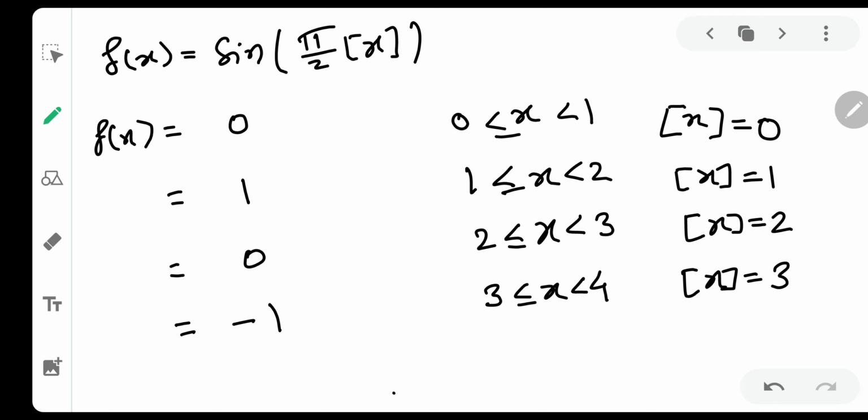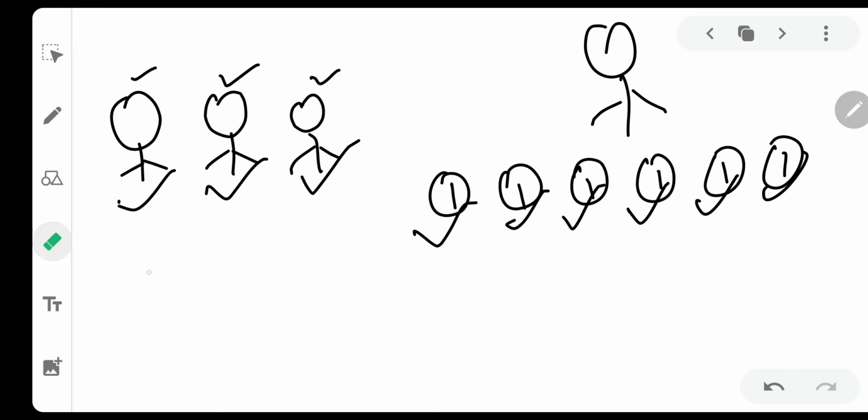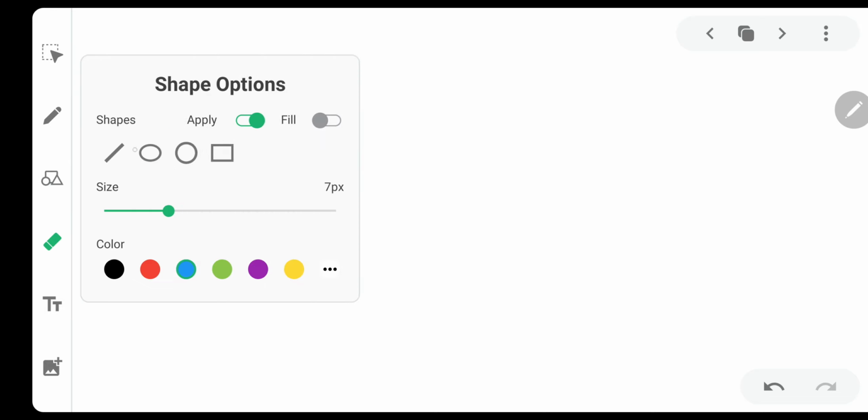Okay, so what will happen from 4 to 5? From 4 to 5 also I will show you. The GIF of x would be equal to 4. So sine of pi by 2 into 4 will be sine of 2 pi, and that is 0. So basically this cycle is going to repeat: 0, 1, 0, minus 1. This particular cycle is going to repeat. Now let us start making the graph.